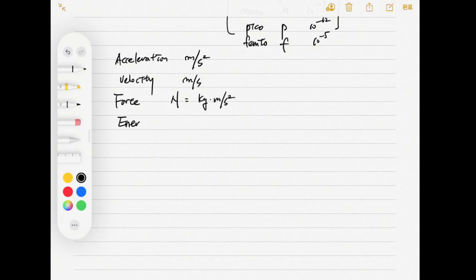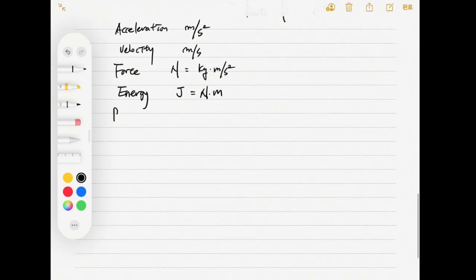And what is the energy? Energy is a joule. That is the same as Newton meter. And what's power? The definition of power we'll explain later, it is the derivative of energy by time. So the power is generally joule per second.